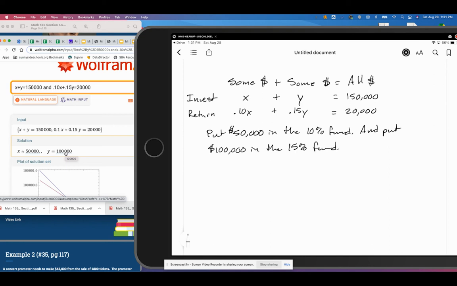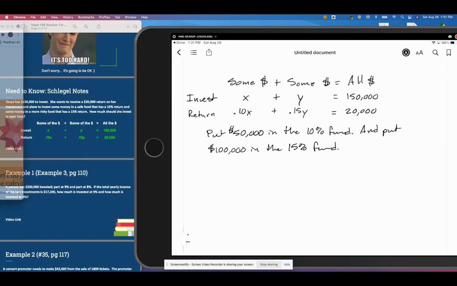And again, if Tanya was to play this a little bit safer and have less risk of losing her money, she would end up putting more money in the 10% fund, but her rate of return would be less than what she wants. So that's the framework that we're going to use to set all of these up, everyone. I hope that feels pretty easy and simple. It's going to be something we're going to repeat a bunch. So with that, we're going to be on to the next.